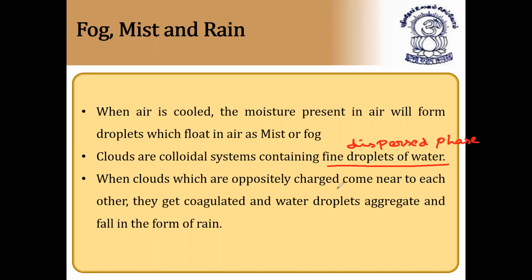When clouds which are oppositely charged come near to each other, they get coagulated, and water droplets aggregate and fall in the form of rain. They form a precipitate. So this is the natural example of coagulation.